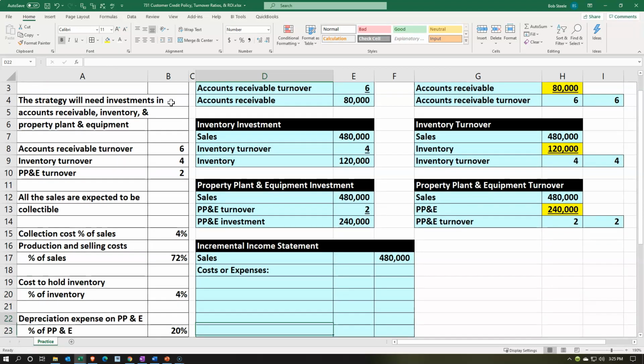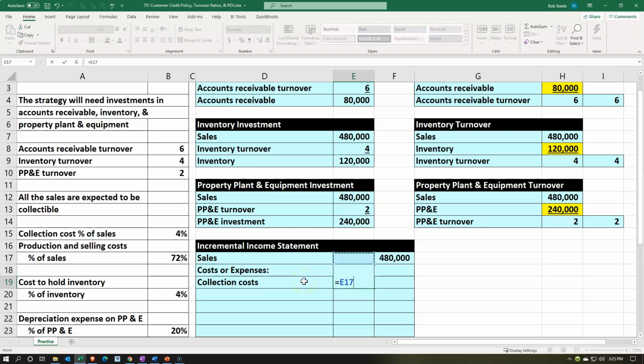So then the costs that are going to be incurred with this, we have the collection costs, which is going to be another 4%. I'm going to put that in the inner column now. So I'm going to pick up the sales times 4%. So we have costs there of 19.2. We're predicting the production and selling costs. Notice we're grouping production and selling together because we think we can group that into a percentage here. So we're going to say that this equals the 480 times the 72%.